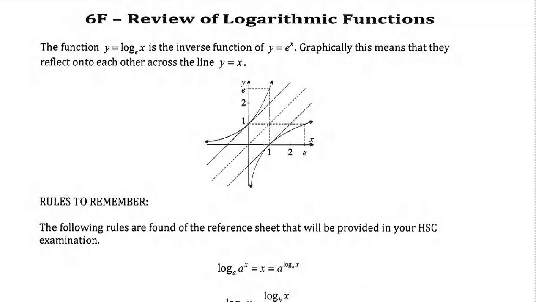So remember that exponentials and logarithms are reflected across the y equals x line. This curve here is my exponential graph. This is y equals x, that dotted line. And when I reflect it over, this curve down here is the logarithm. That's how they are related. They are the inverses of each other.